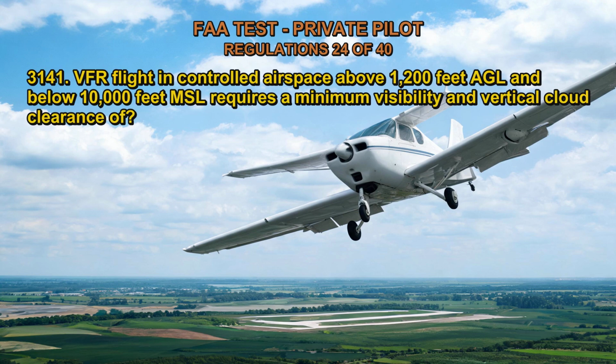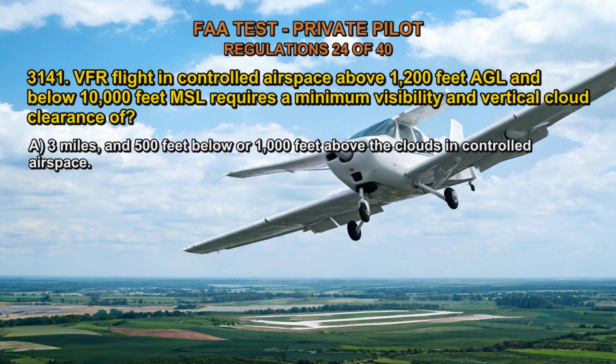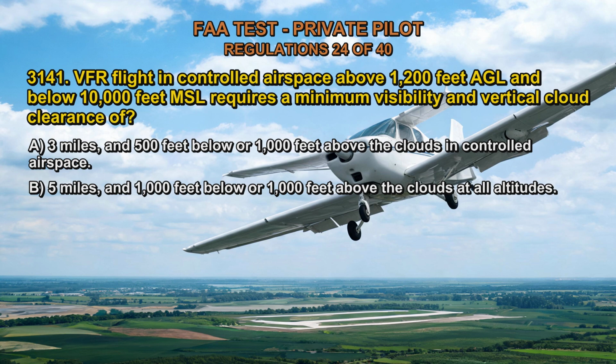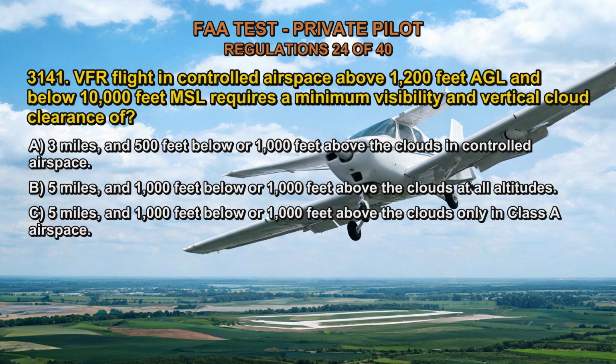3141. VFR flight in controlled airspace above 1,200 feet AGL and below 10,000 feet MSL requires a minimum visibility and vertical cloud clearance of A. 3 miles and 500 feet below or 1,000 feet above the clouds in controlled airspace. B. 5 miles and 1,000 feet below or 1,000 feet above the clouds at all altitudes. C. 5 miles and 1,000 feet below or 1,000 feet above the clouds only in Class A airspace. The correct answer is A.